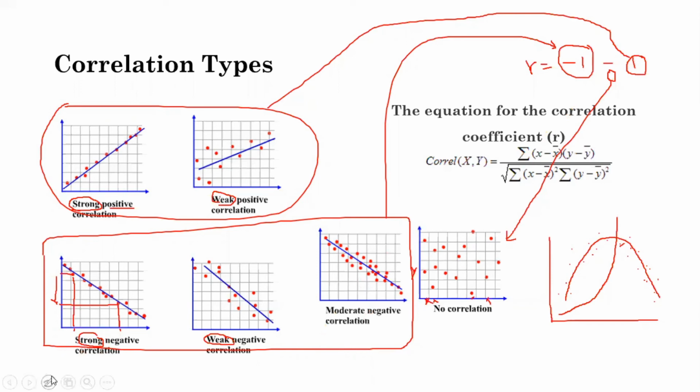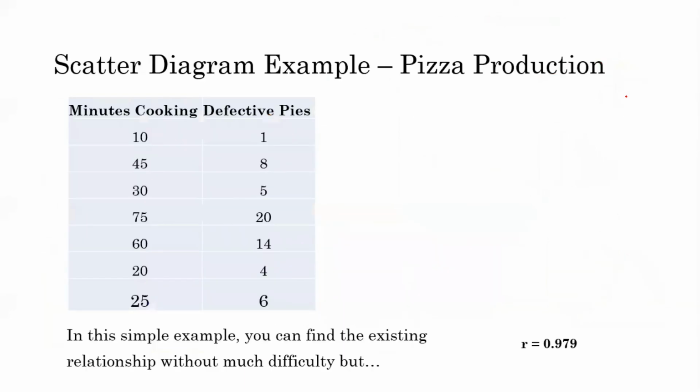If it is between 0.5 and 0.7 or 0.8 then we call it a moderate correlation. If it is between 0.3 and 0.5 then we call it a weak relation. If it is between 0 and 0.2 or 0.3 then we say that the relationship is insignificant or no relation. So this is an example.